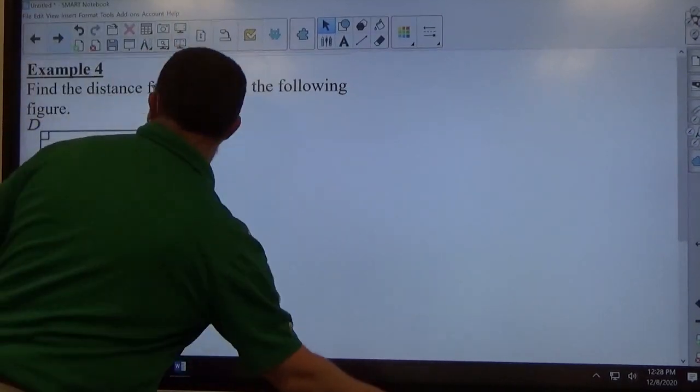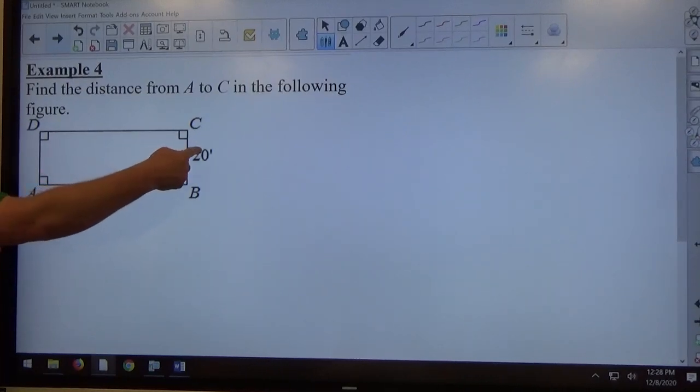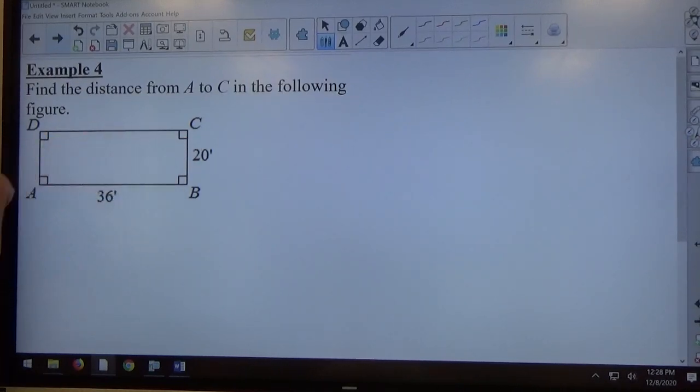All right, so example 4. Find the distance from A to C in the following figure. So looking at A, B, C, D, this looks like a rectangle since the sides aren't the same length and we have 4 right angles. They want to know how far it is from A to C.